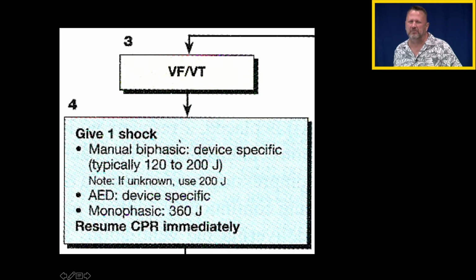In a biphasic machine, they're more modern. That means they send the electricity one way and then they have it come back. And that's what the biphasic is. So because it's biphasic, you'll notice that the joule settings will be about half of what a monophasic setting should be. And so 360 is pretty much the max. 200 is pretty much the max on a biphasic machine. If unknown, just turn it up all the way.